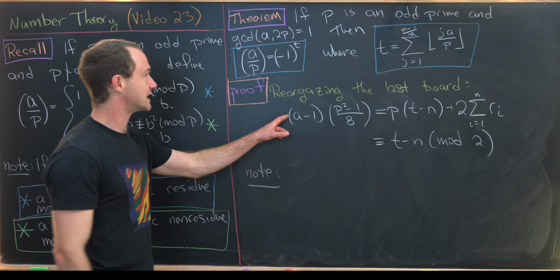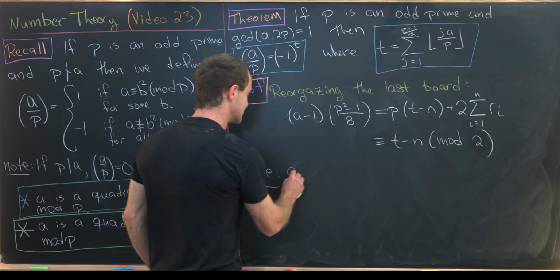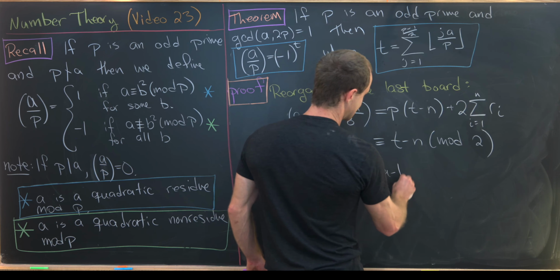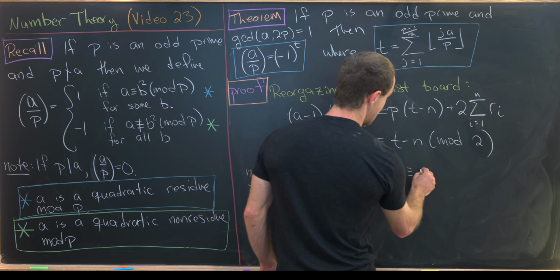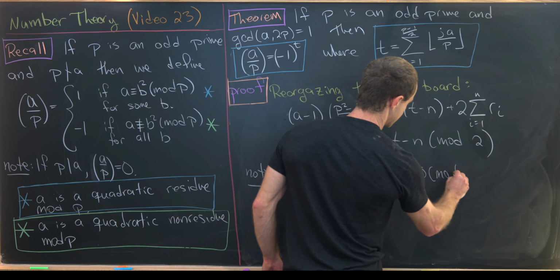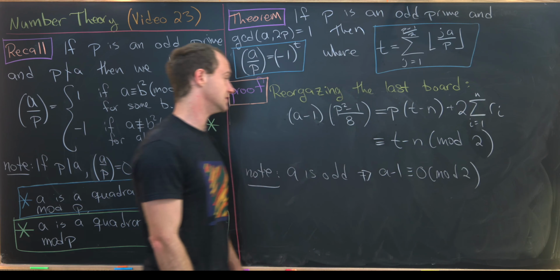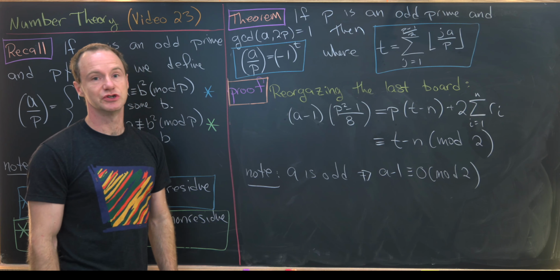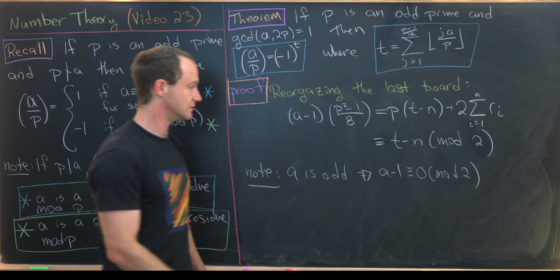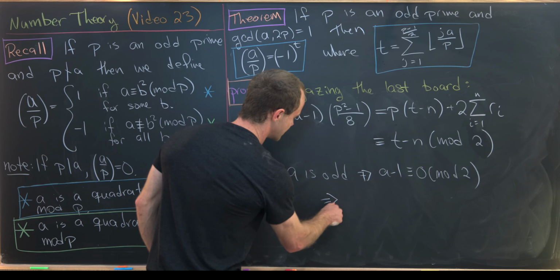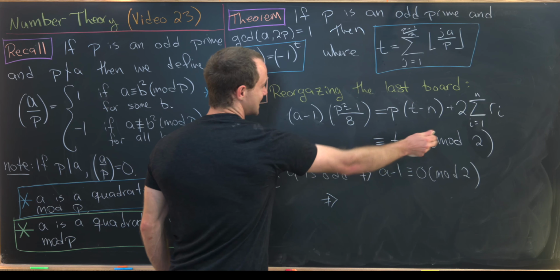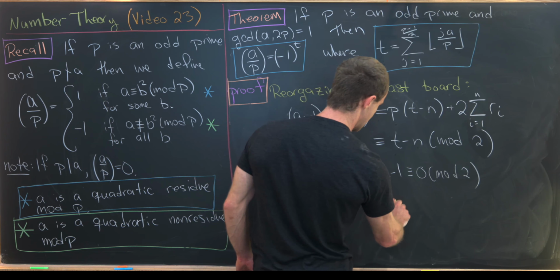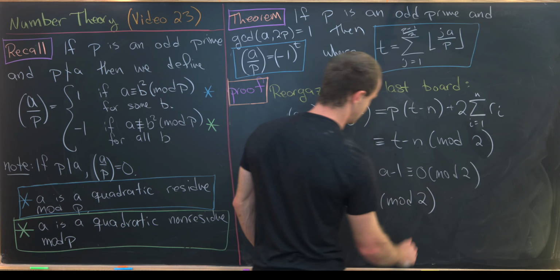Now let's also notice something else. In our current setup, a is odd, but that means that a minus 1 is even. In other words, a minus 1 is congruent to 0 mod 2. So that means this entire left-hand side is congruent to 0 mod 2. So that means we have t minus n is congruent to 0 mod 2. In other words, t is congruent to n mod 2.